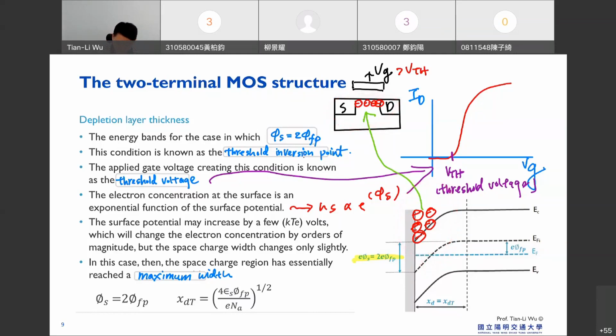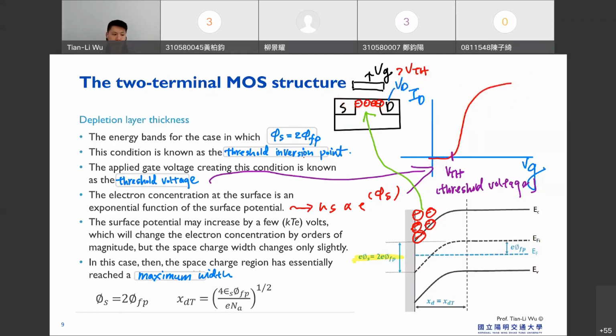And in the meantime, because we have applied the drain voltage here, this is a positive drain bias. A positive drain bias will attract some of the electrons, so your electrons will flow from the source to the drain side. In the end, this will become our drain current. So that's why you start to see the drain current increase as shown here. This is the same thing.